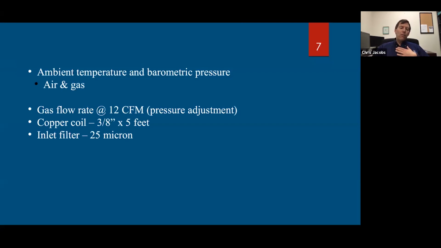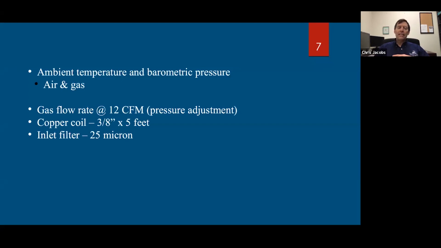Now, the last bullet point here about this inlet filter is not related to the ambient temperature and barometric pressure. However, that is an important thing. We need to have an inlet filter on the machine so that we do not pull contaminants into the operating side of the machine, which, as I will show you in the next few slides, how the machine works, you will get a better understanding of that.